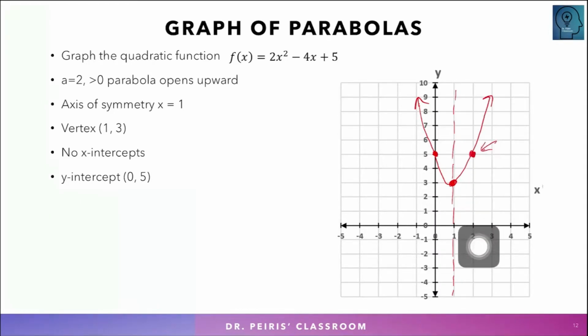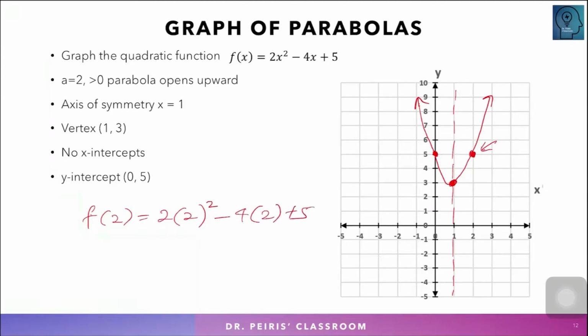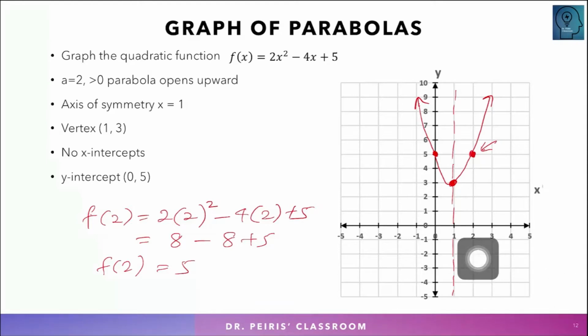I'm just going to substitute x equals 2 in the given equation, and then let's see if we are getting y equals 5. So we substitute x equals 2: 2 times 2 squared minus 4 times 2 plus 5. The first one is 2 squared is 4, times 2 is 8, minus 8 plus 5. So f of 2 equals 5. So we are right. It must be correct. At x equals 2, the y value is 5.